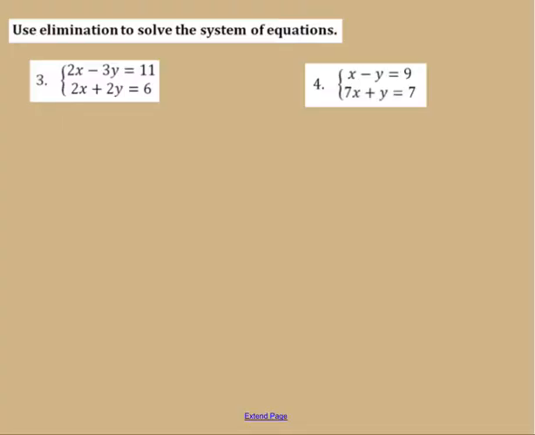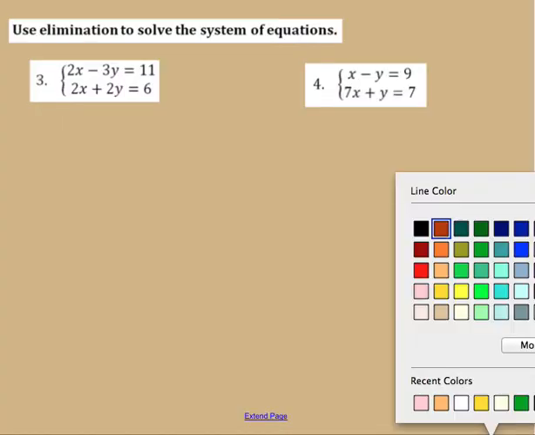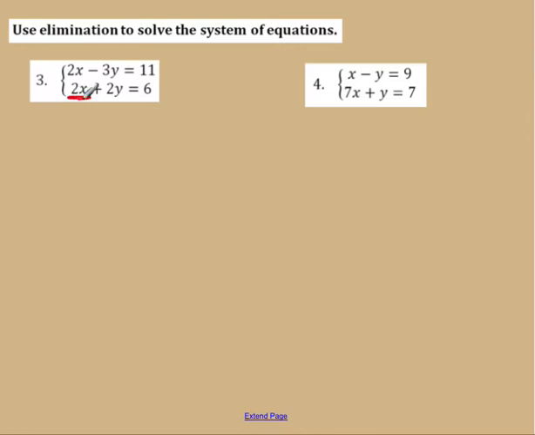Let's take a look at number 3. So for number 3, I noticed that my x's have the same coefficients. I have 2 and I have 2. Okay, so I want to make one of them opposite. So I'm going to take this one right here, and I'm going to multiply it by a negative 1. So that gives me negative 2x. When I distribute that negative in, this is going to become a positive 3y, and then I'm going to get negative 11. This is going to stay the same.